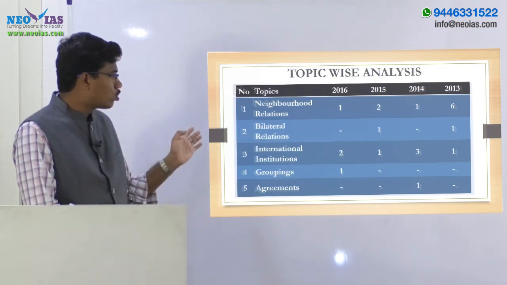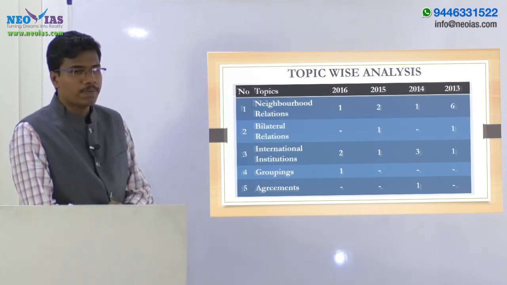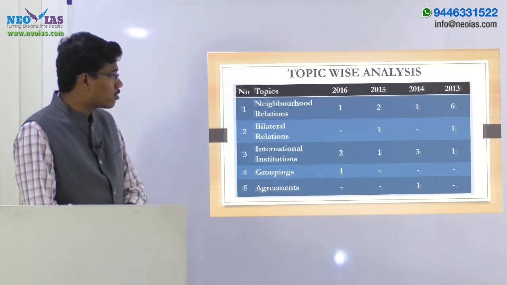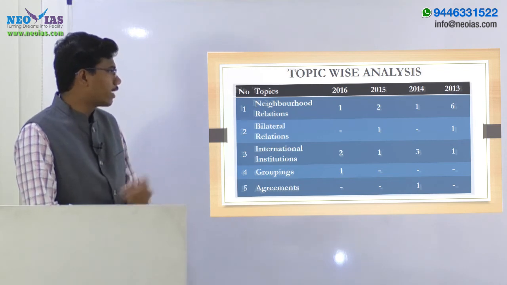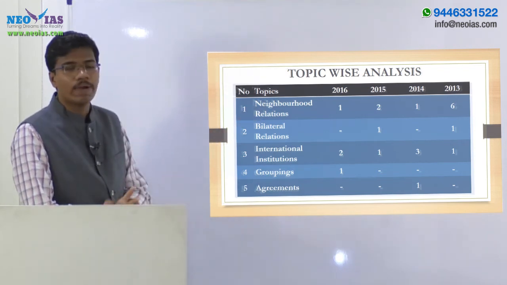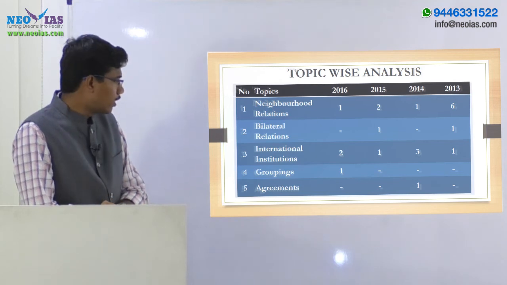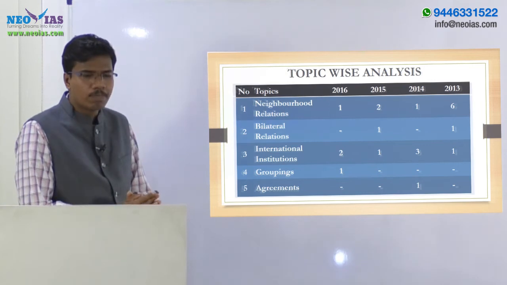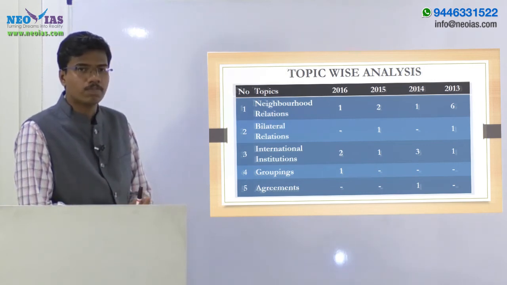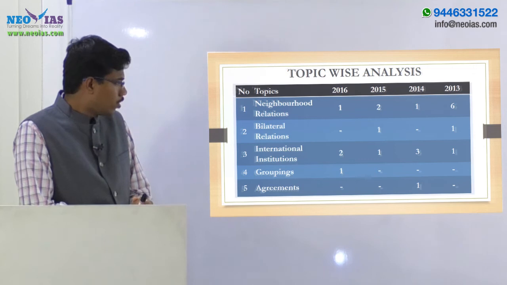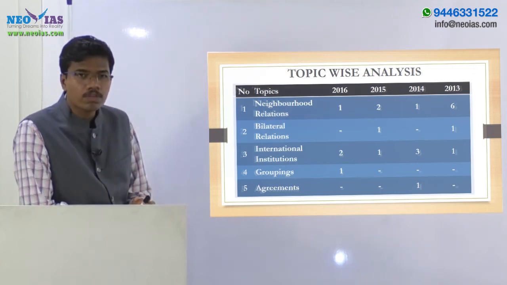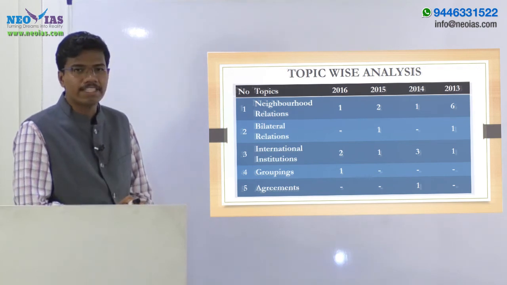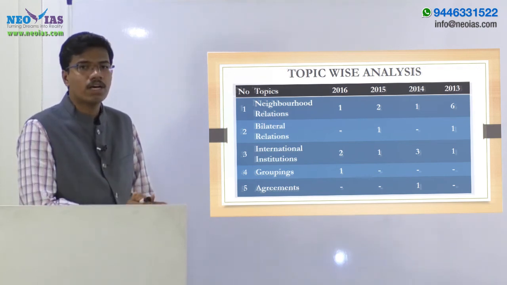Then again, international institutions has been a favorite area of UPSC. In 2016, you had 2 questions. And like in 2015, 14, 13 and all, you had several questions from international institutions. Then regional and global groupings is one area that is mentioned in the syllabus. Then various agreements like the non-proliferation agreements and all, which involve India or affect India's interests, are of importance to us.